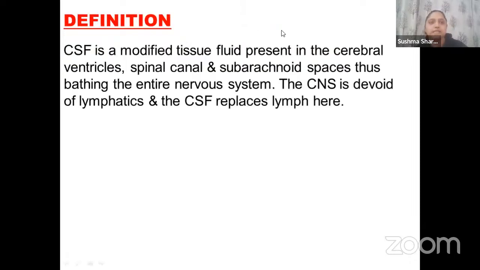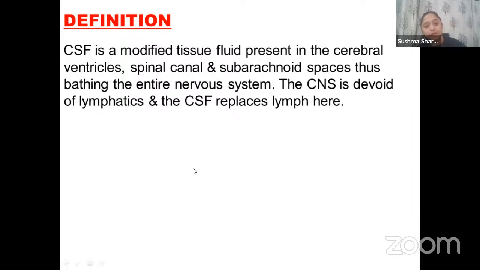Now, what is CSF? Cerebrospinal fluid is a modified tissue fluid, correct? Any fluid in the body obviously resembles plasma, but CSF is a modified tissue fluid which is present in the cerebral ventricles, spinal canal, and subarachnoid spaces that thus bathes the entire nervous system. Meaning, if you have your brain like this and the cranium here, the brain is entirely covered by the cerebrospinal fluid.